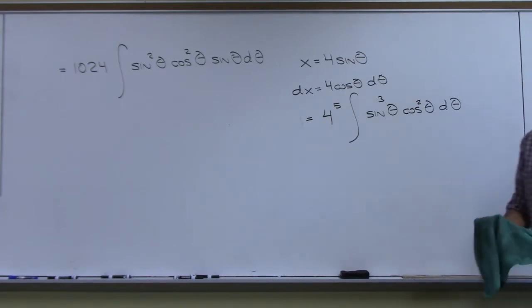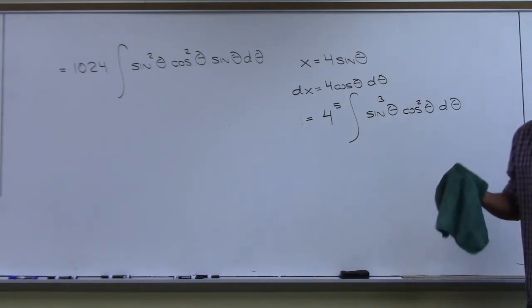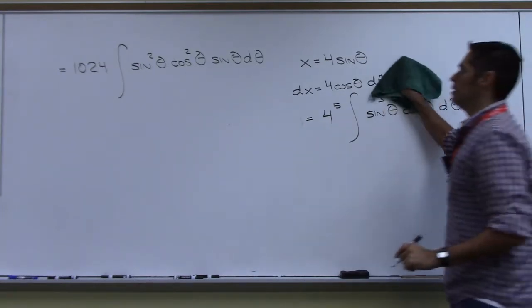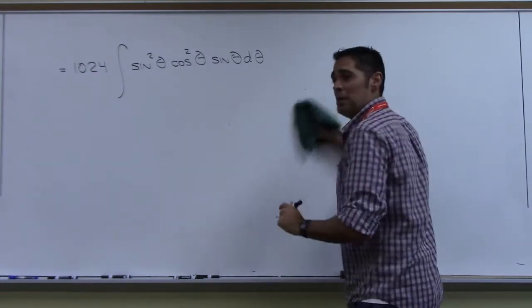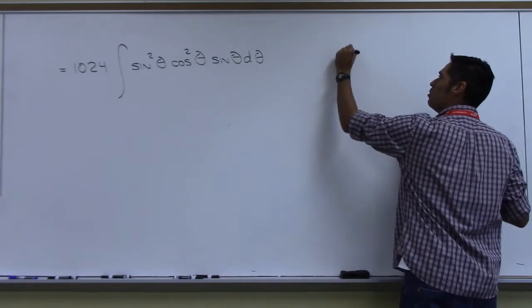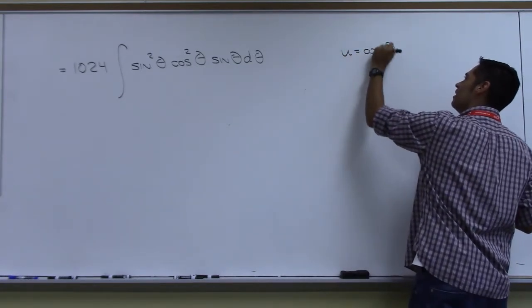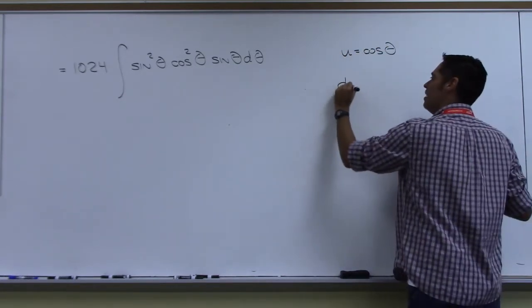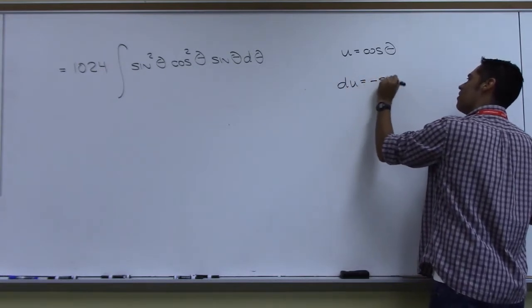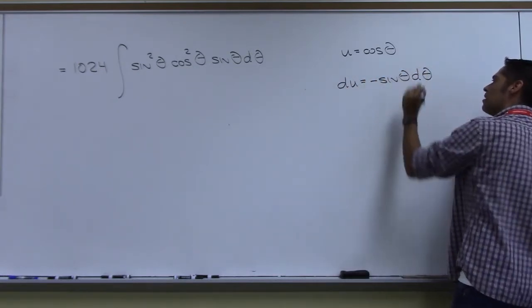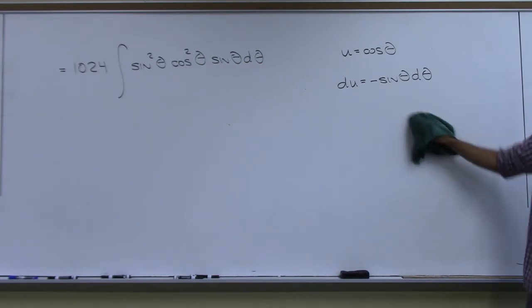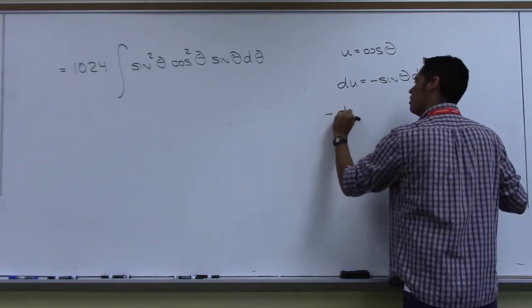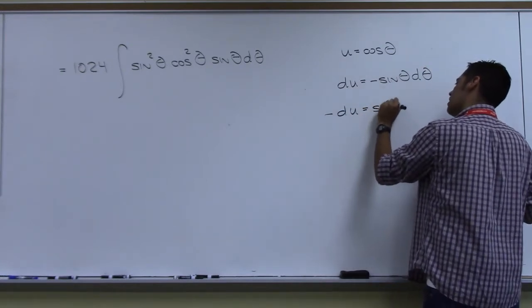Which means if I do that, what's my u going to be? U has got to be the cosine now. Oh, shoot. Now I've got u in the problem. So u is cosine theta now, which means du is what? Negative sine theta d theta. Am I matched up good there? Need to tweak that a little bit? Negative, right? Negative du equals sine theta d theta.